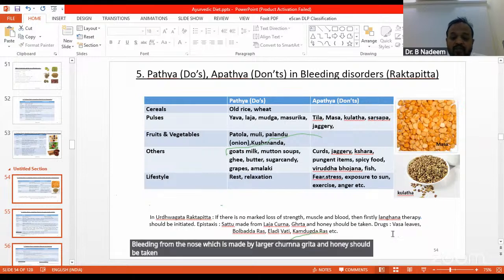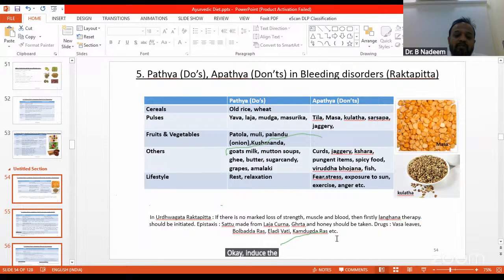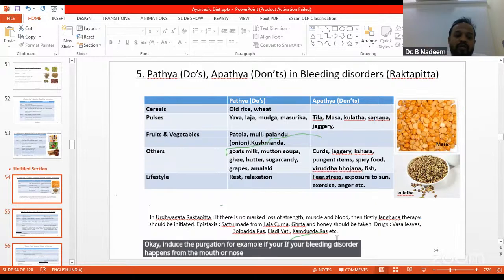Drugs like Vasa leaves, Bulbadda Rasa, Eladi Vati, Kamadugdha Rasa are good. Also, in certain situations, even after taking these, if it doesn't control the bleeding disorder, it has been told in the Ayurvedic texts that if it is Adhogata Rakta Pitta, induce purgation. For example, if your Rakta Pitta, your bleeding disorder, happens from the mouth or nose, try to induce the person for purgation, which is Virechana.